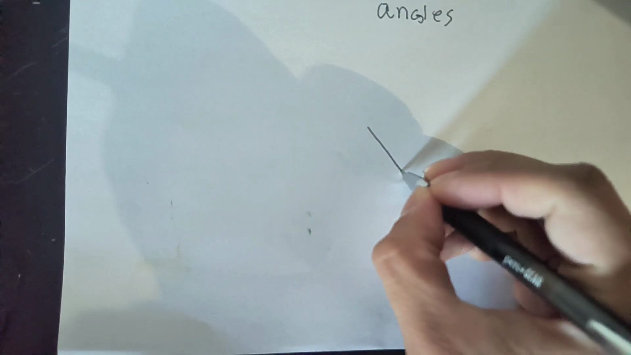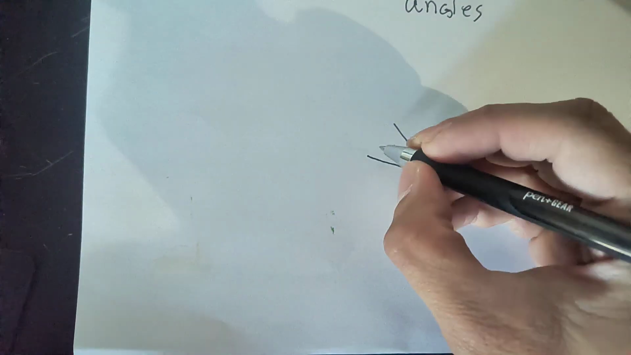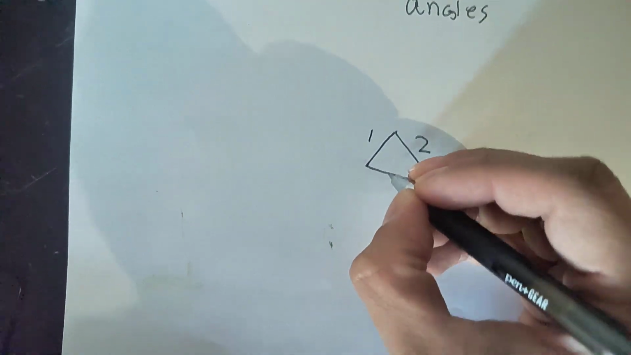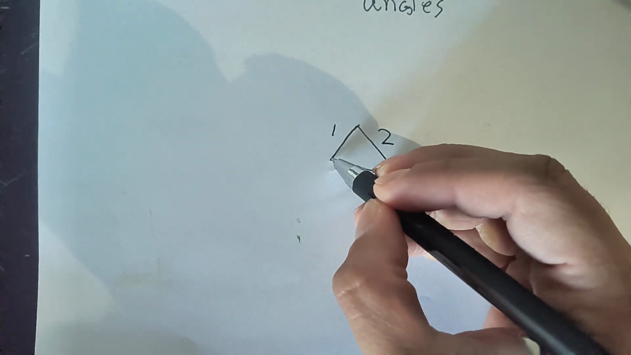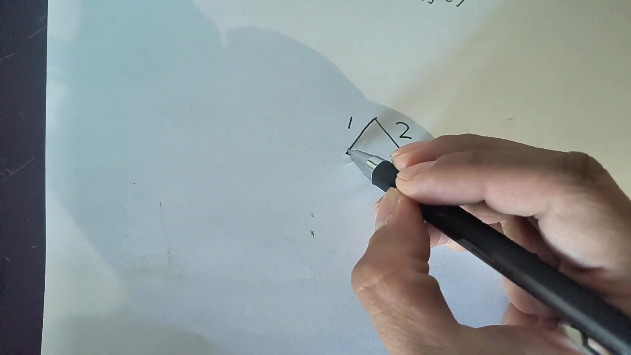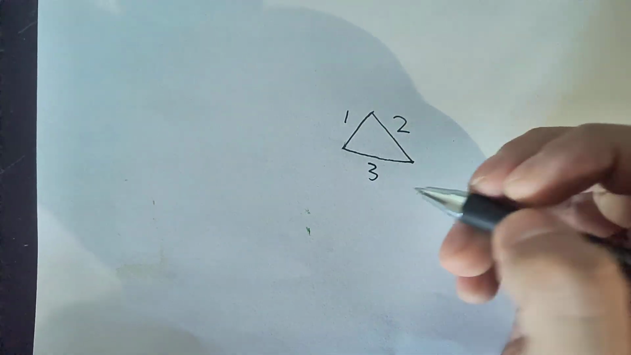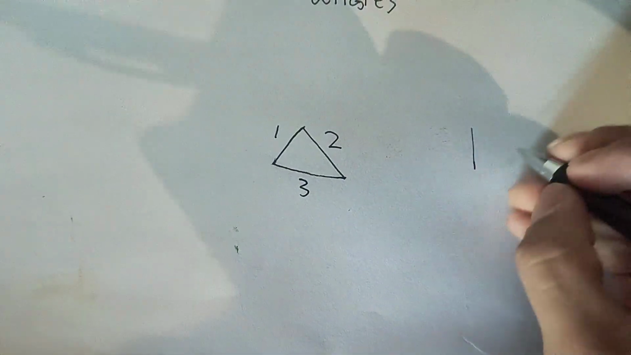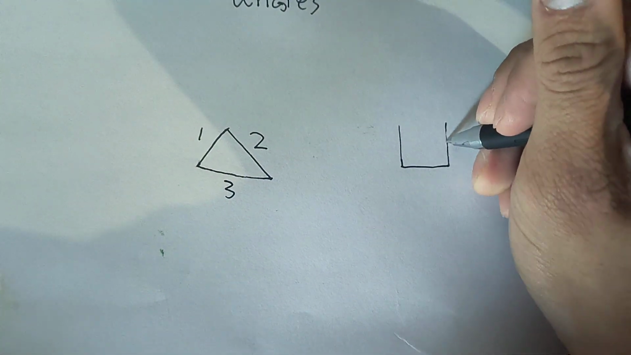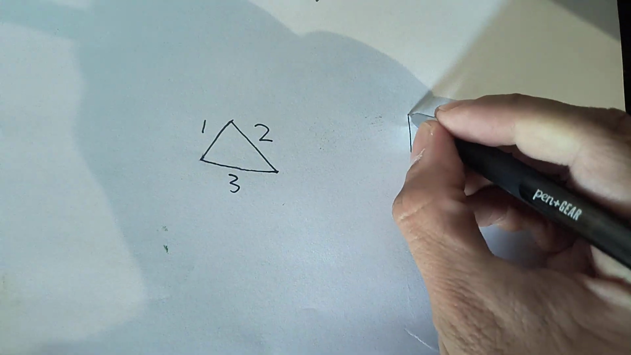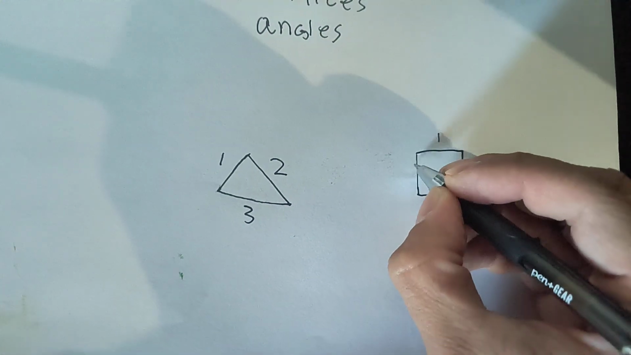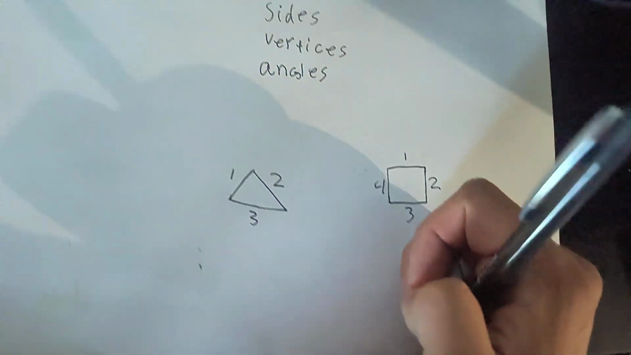For example, if I were to draw a triangle, it would have three sides, 1, 2, 3, because it has three of these lines that go in different directions, like this. Same thing with a square: 1, and then I draw another line that goes in another direction, 2, another one that goes in another direction, and then 4. That's 1, 2, 3, 4. That's what a side is.